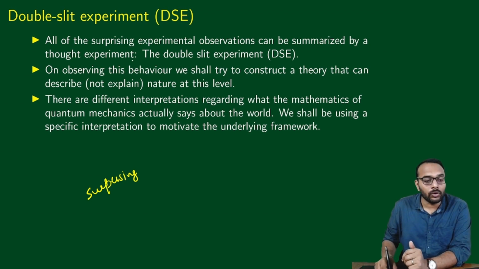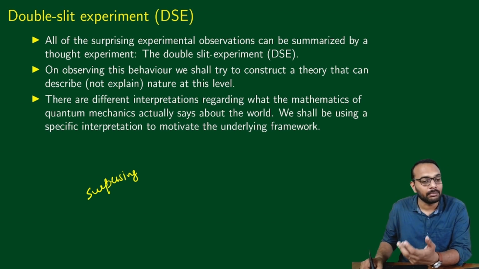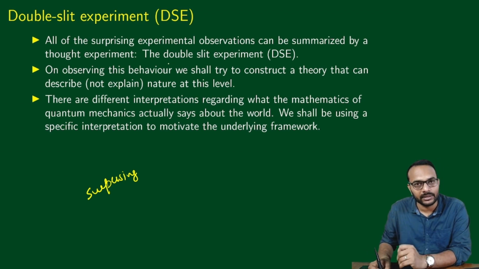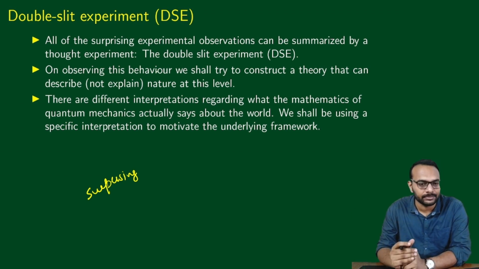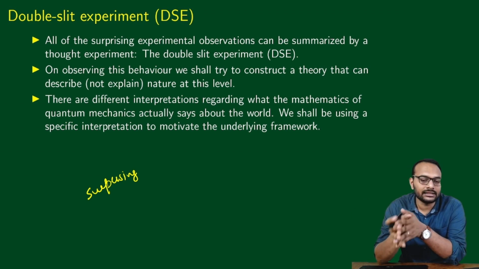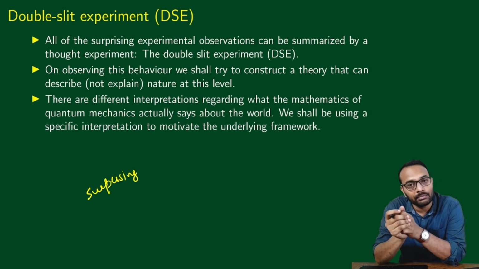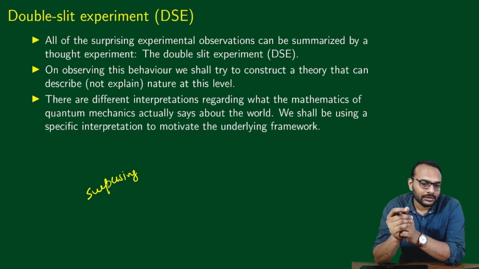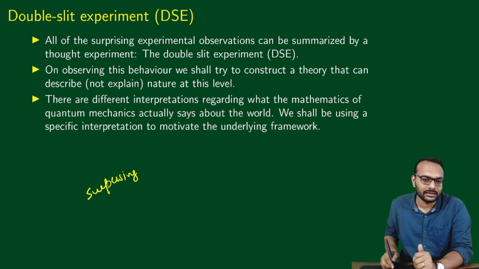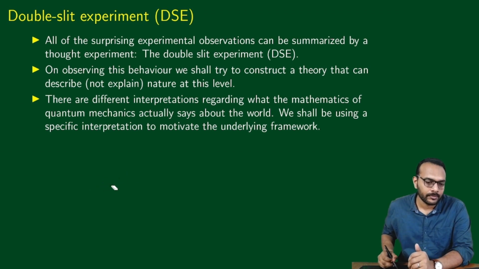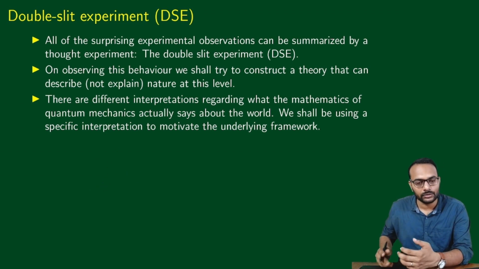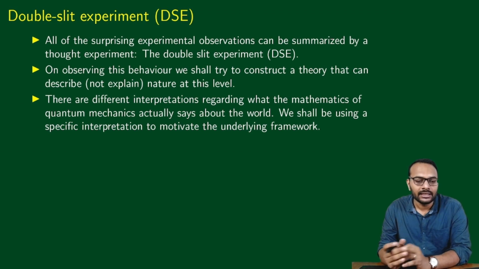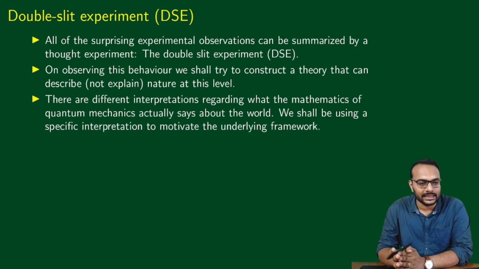Now, all of the surprising experimental observations can be summarized by a thought experiment, the double-slit experiment. So we don't have to talk about all these experiments. We'll just talk about one. Actually, we'll talk about two experiments. First, we'll talk about the double-slit experiment, and it summarizes basically all the weird things that happen in the microscopic world. This is a thought experiment that was popularized by Richard Feynman, so we'll start with this. You'll see that Dirac's book also makes a mention of the double-slit experiment. So I think this is a good point to start.